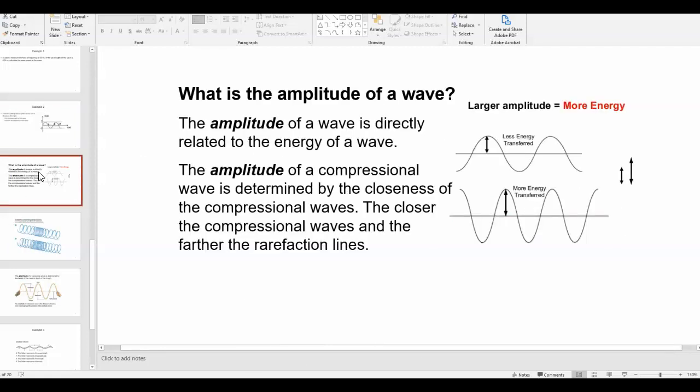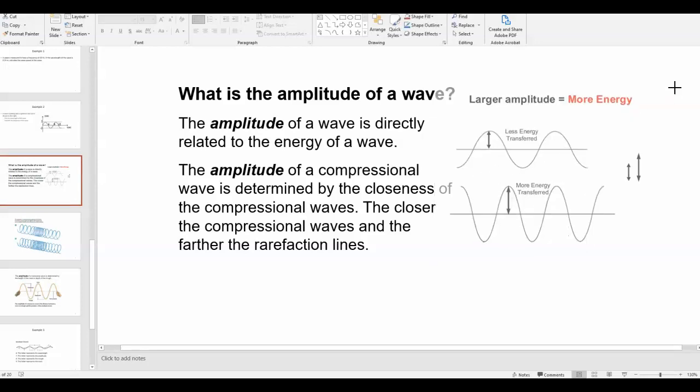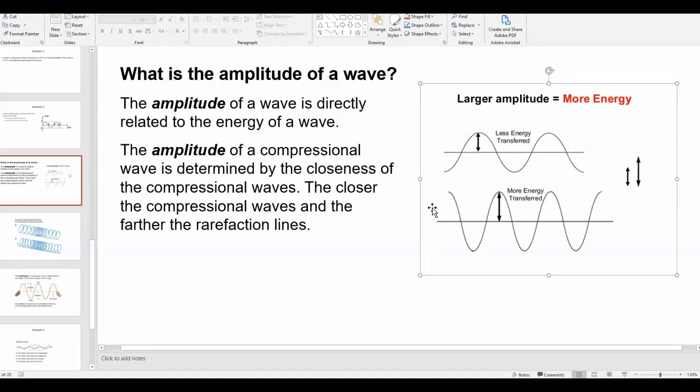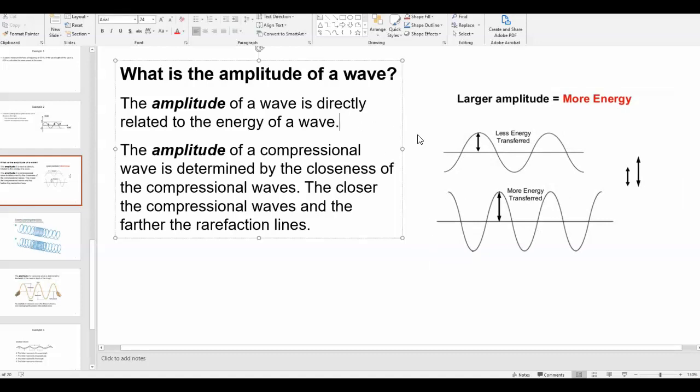All right, so we talked about amplitude before. I showed you how you would find the amplitude, and you can also see it from this picture. Something you need to know about amplitude, aside from how to find it from a graph, is that amplitude has to do with the energy of a wave. It's very simple. Bigger amplitude means more energy. Frequency doesn't affect energy. Wavelength doesn't affect energy. Amplitude affects the energy of a wave.